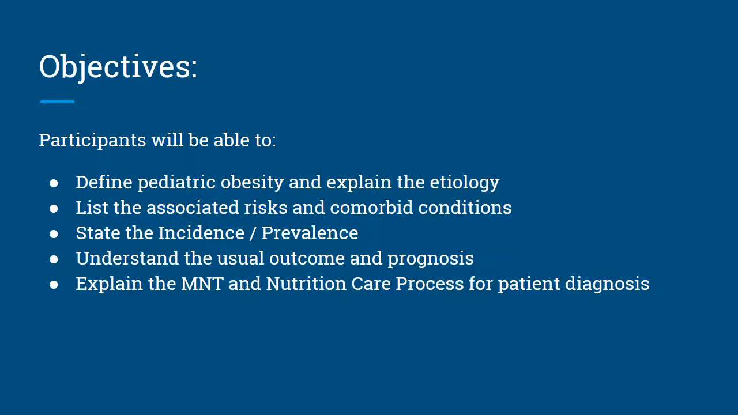The objectives of this presentation will be to define pediatric obesity and explain the etiology. Participants will be able to list the associated risk and comorbid conditions related to pediatric obesity. They will be able to state the incidence and prevalence of the disorder, and they will be able to understand the usual outcomes and prognosis of a child diagnosed with pediatric obesity. The participant will be able to explain the M&T and nutrition care process for this particular associated disorder.